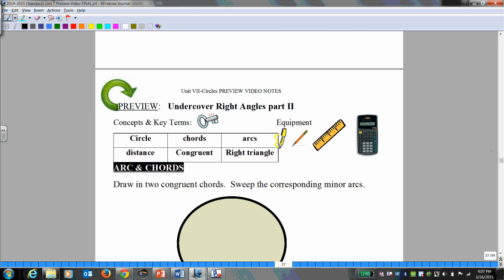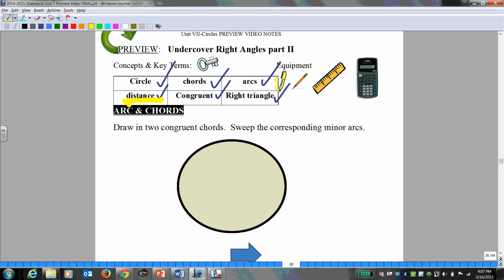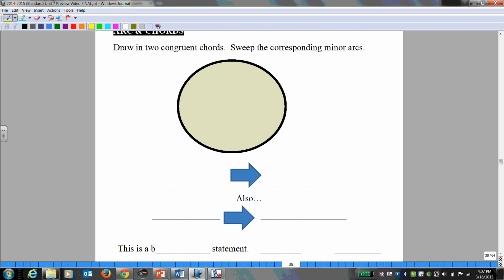Okay, today, this is Undercover Right Angles Part 2. Before we leave today, you're going to be talking about circles, chords, arc, the word distance, congruent, and right triangle. Now, you think you know what that word means, but in a circle, it has a very specific meaning. So watch out for that word distance. It's not what you think it means.